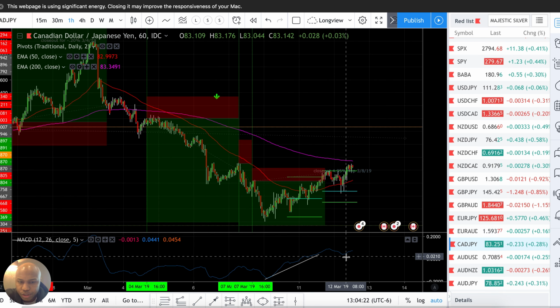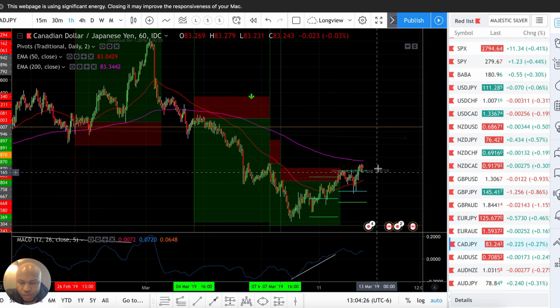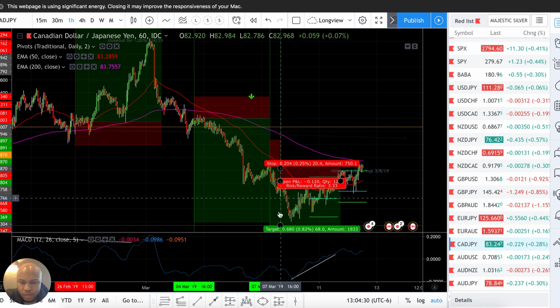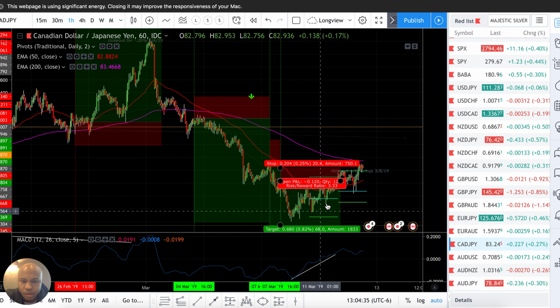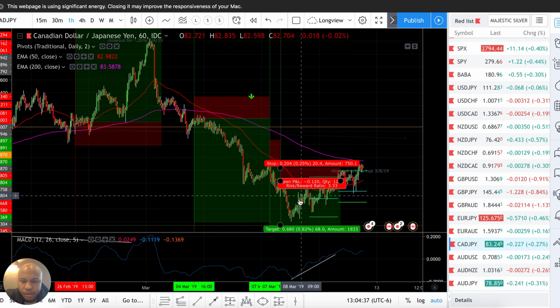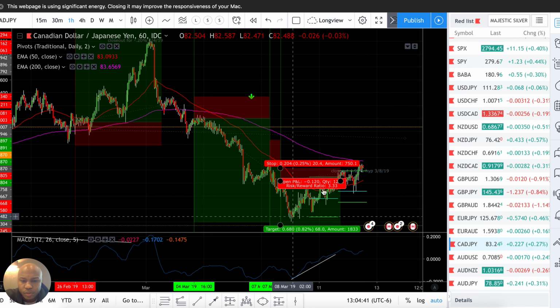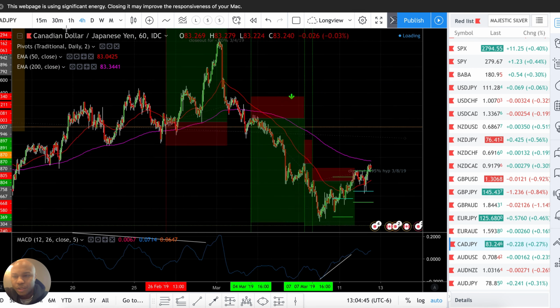This is changing directions in my opinion, and this might have been the first play in the change of direction. We missed this one because we were still going down and we weren't ready yet. So higher high than the previous, higher low than the previous low-ish. So yeah, we'll look for an opportunity to go long.